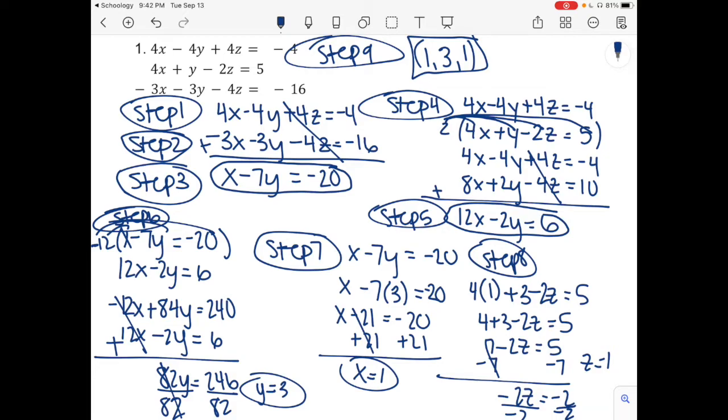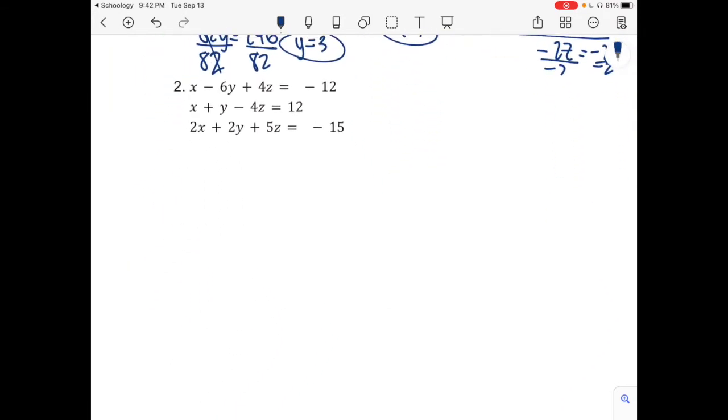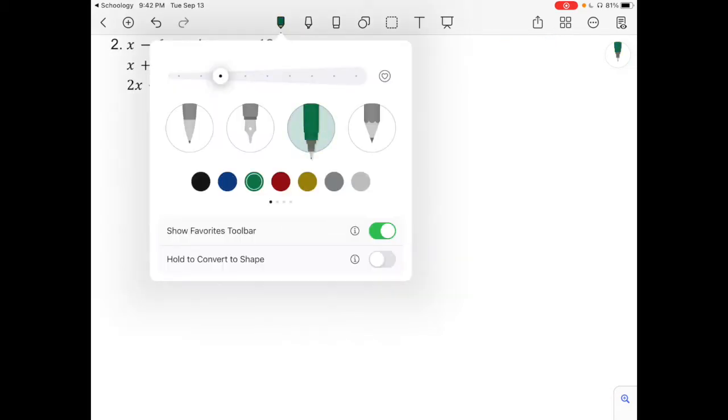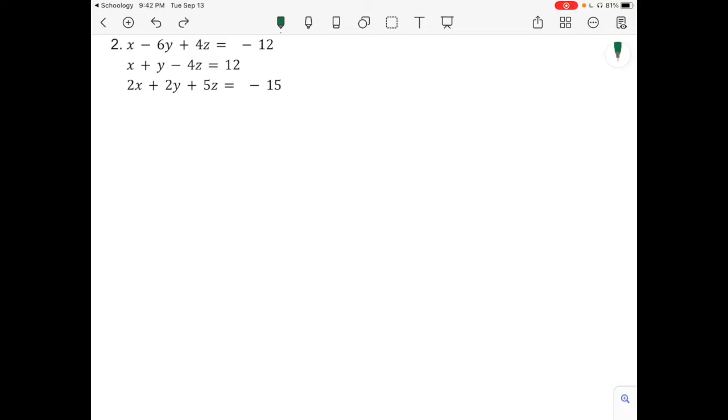Okay, let's go to 2. Feel free to pause if you needed to. Let's change colors. Is green too much? Let's see what that looks like. No, it's amazing.